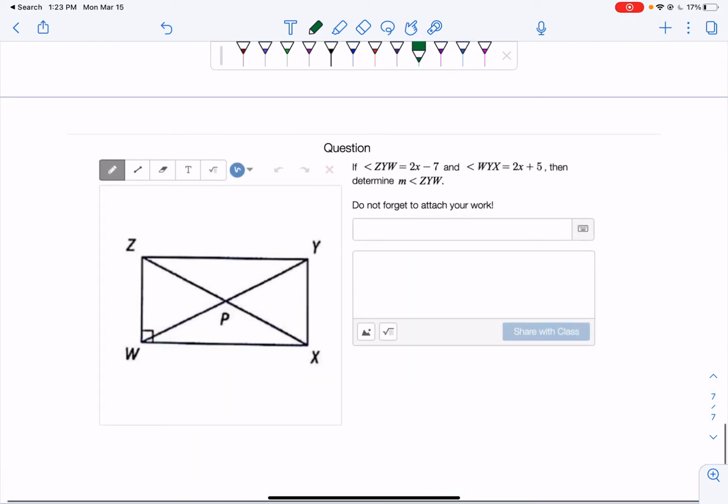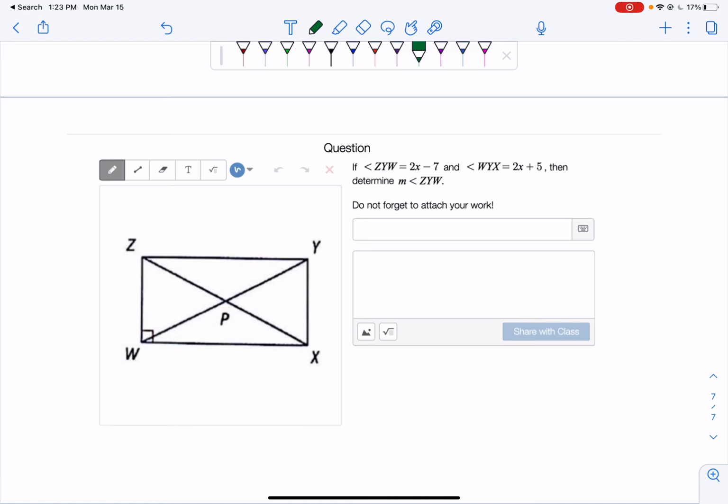Okay. If the measure of angle ZYW is 2x minus 7 and the measure of angle WYX is 2x plus 5, then determine the measure of angle ZYW. So we want to find the numerical values. We want to find out it's like 20 degrees, 30 degrees, 40 degrees. We don't want to know it's 2x minus 7. That doesn't really help us.